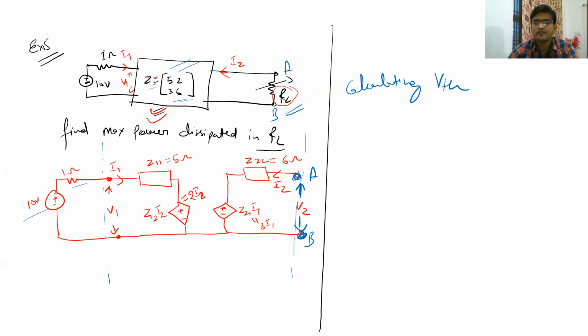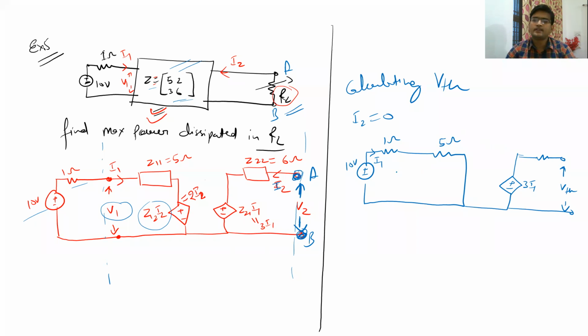Since these terminals are open circuited, because for calculating VTH you have to open circuit the output terminal, what is going to happen with I2? I2 will become 0, right? And if I2 becomes 0, what will happen to this dependent source? This will also become 0 because it is dependent on I2. So what we will get is a circuit where only this I1 current will flow here, and the voltage drop across Z11 will be equal to the voltage drop V1. So let us calculate it.